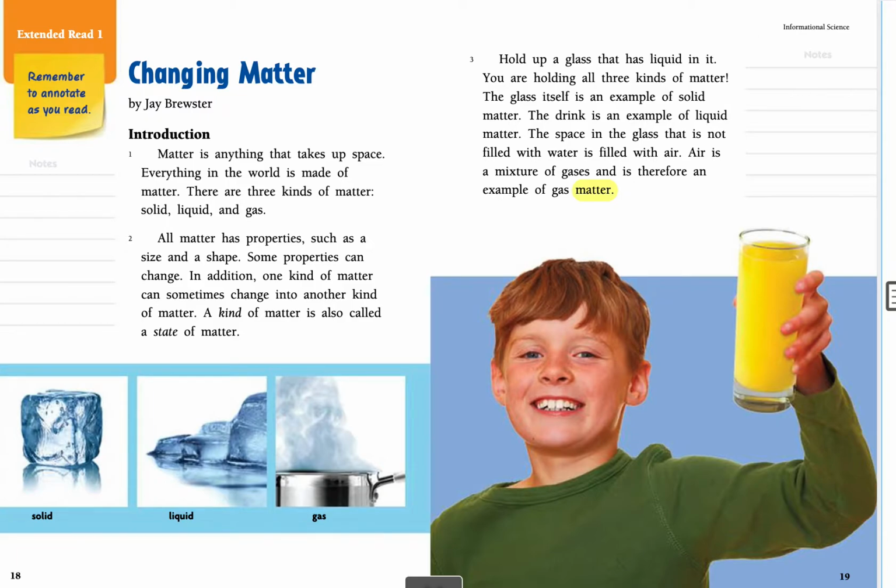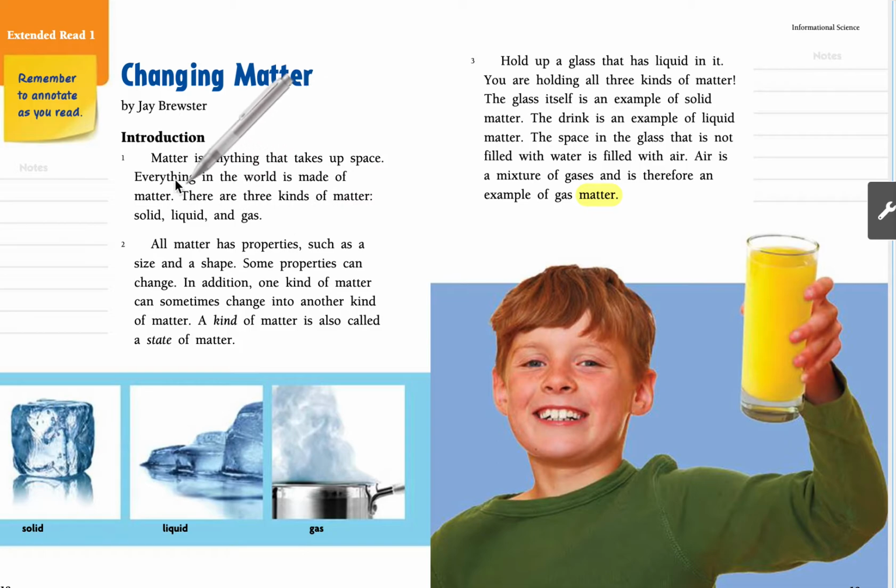Okay, so this text has a ton of really good information in it. It gives us a definition here. It's always a good thing to underline. It's going to be important if they want you to know what it means. So matter's anything that takes up space. Everything in the world is made of matter. Everything. It's hard to fathom.